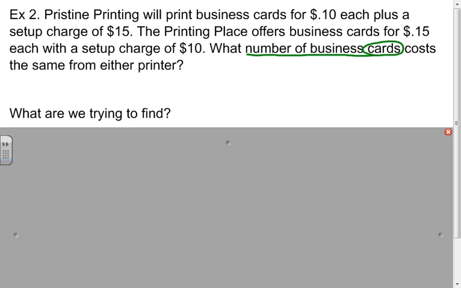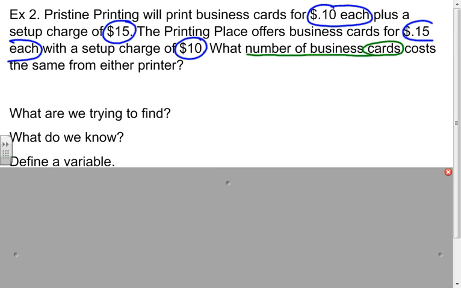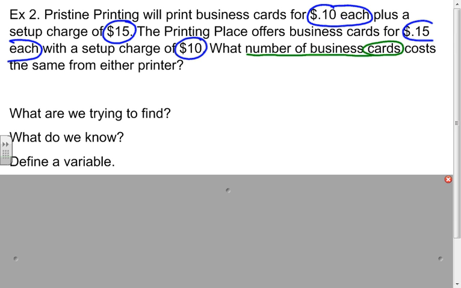Next, what do we know in this problem? Well, we know that one company has cards for 10 cents each. We know that they have a setup charge of $15. The other company, business cards for 15 cents each, setup charge of $10. That's what we know. Next, define a variable. Define a variable means pick a variable and tell me what it stands for. Well, we're trying to find a number of cards, so let's say that C equals cards.